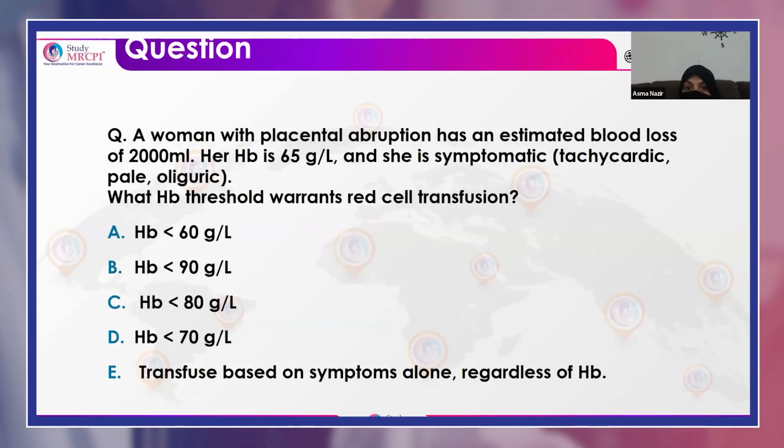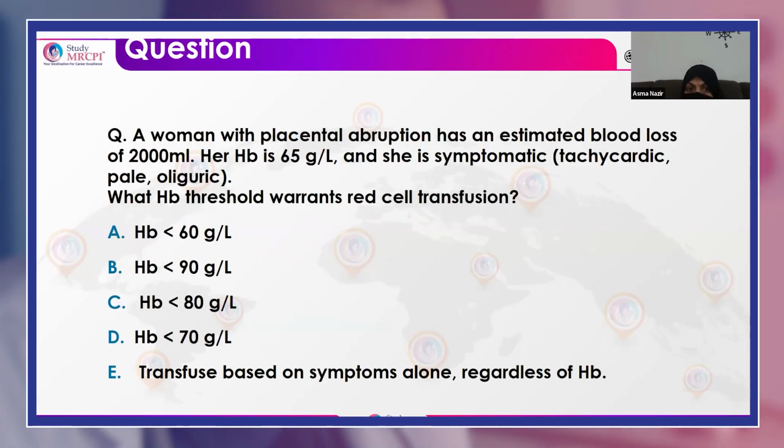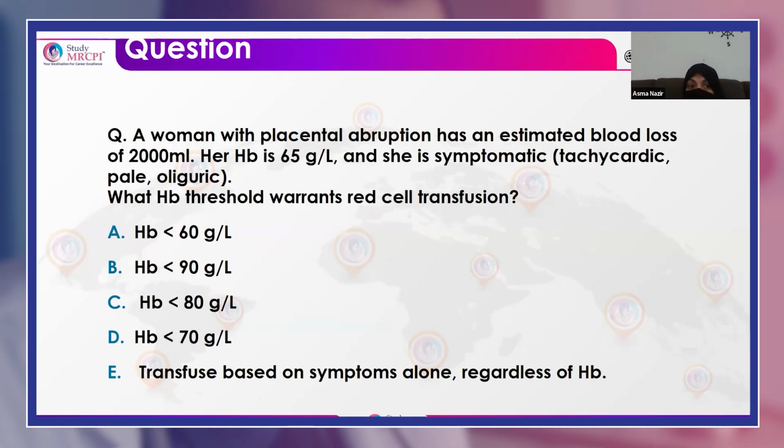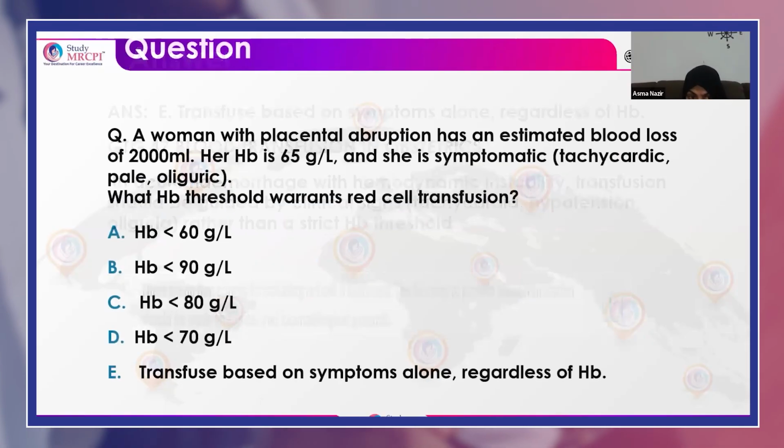Next question is, a woman with placental abruption has an estimated blood loss of 2000 ml. Her hemoglobin is 65 gram per liter and she is symptomatic, tachycardic, pale, oliguric. What hemoglobin threshold warrants the red cell transfusion?